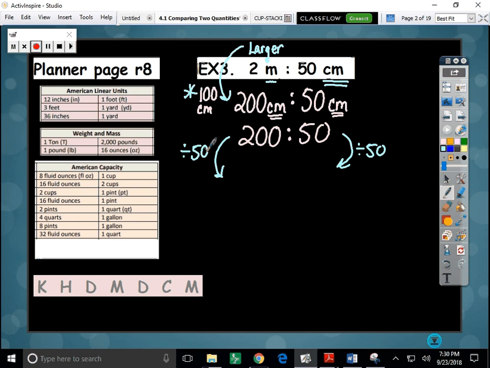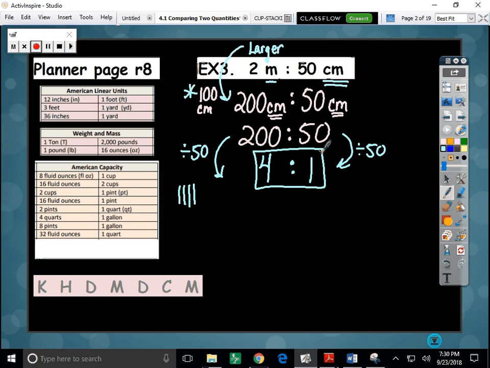Let's try it. So I know 50 goes into 50 one time. I can take care of the second term pretty quickly. But on the other side, with this first term, how many sets of 50 go into 200? Well, let's see. 50, 100, 150, 200. How many sets was that? Using tallies, we found that 4 sets of 50 go into 200. Can this be simplified any further? The answer is no. This would be a final answer.